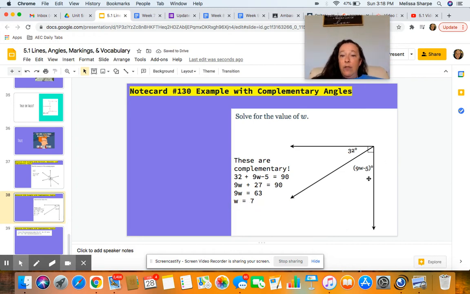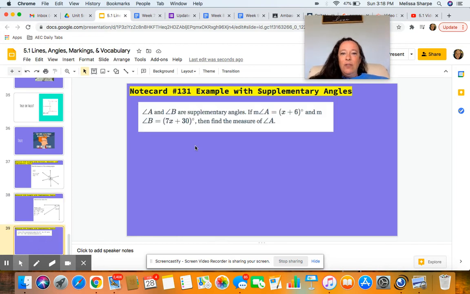Now, if it asked you for that whole angle, you just plug 7 back in, but you really would have just done 90 minus 32 to get the whole angle. So we got that W equals 7. I'm going to move on to note card 131.